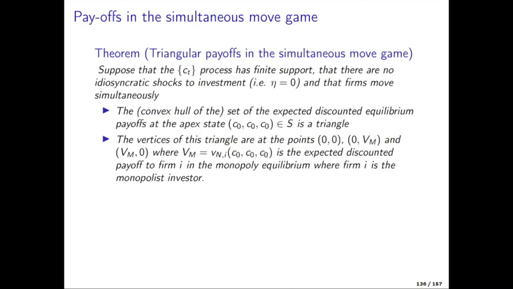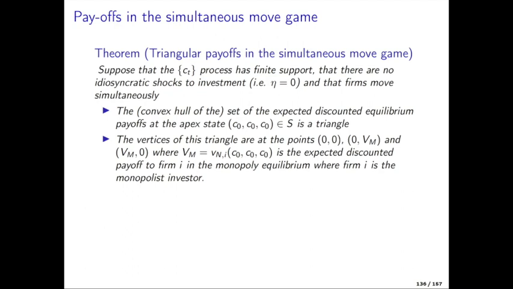Because we show that the payoff map for the simultaneous move game is a triangle with vertices that are basically the origin. So now the payoff map, you're thinking about the value function in a particular state, say the apex of the game. And then the points are the origin, where none of the firms are getting any profits, so value functions are both zero, and then the monopoly profits for either firm 2 or firm 1. And VM here is the expected discounted payoff in the situation where firm i is the only one that has the right to move and is acting as a monopoly investor.